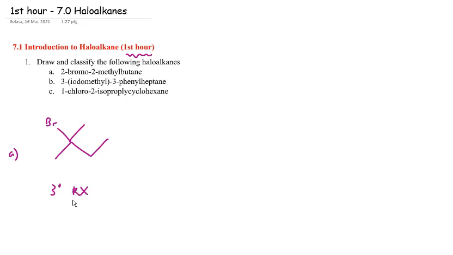So this RX represents haloalkane. For structure B, we have 3-iodomethyl-3-phenylheptane. Remember, the bracket represents 1 substituent. In our parent, we have 7 carbons: 1, 2, 3, 4, 5, 6, 7. At carbon number 3, we have 1 phenyl group, and at carbon number 3 as well, we have the iodomethyl. Iodomethyl means there is 1 carbon, which is CH2, and iodo.